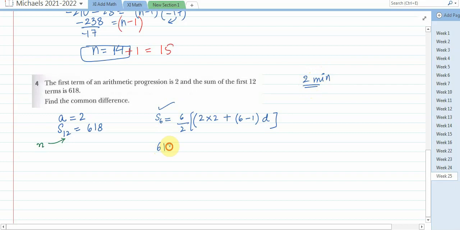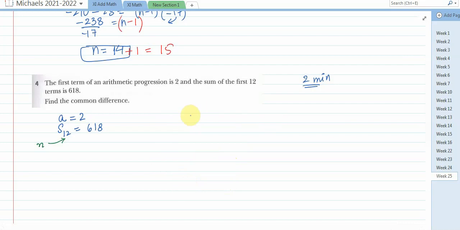Alright, the sum is 618. 2 3s are 6, 3 times inside the bracket, 2 2s are 4, plus 6 minus 1, it's 5D. 618 can be divided by 3, so that is 206. 206 equals 4 plus 5D. 206 minus 4 and divided by 5 gives you the value of D, and that is equal to 40.4.